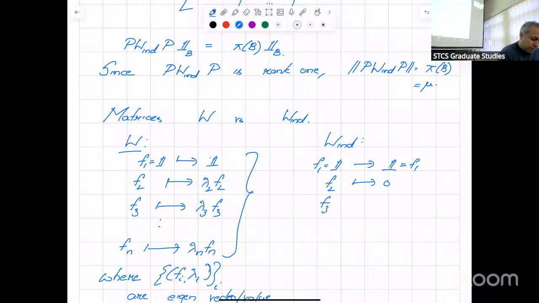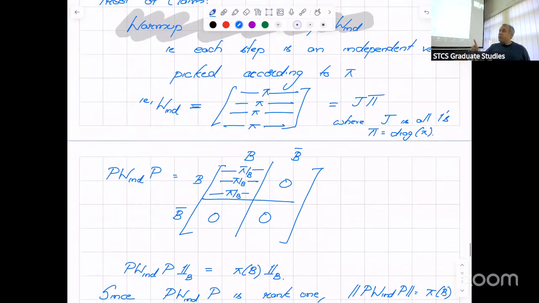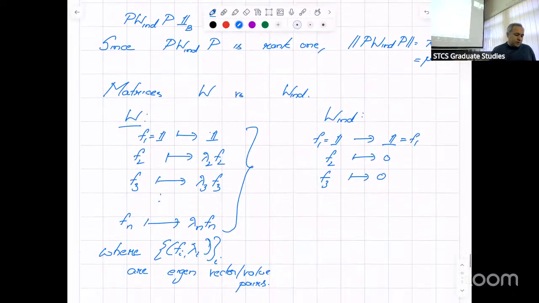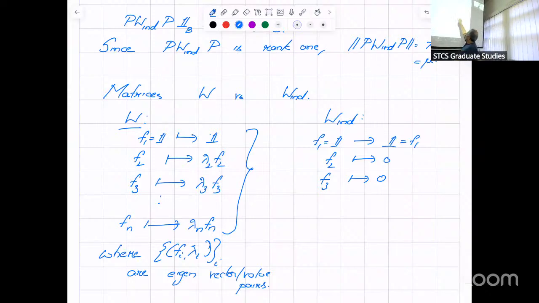There's a mu. Huh? Well, all ones is going to be mapped to mu. No. That is PW end P, which will get mapped to mu times P. Just W end has no P inside it. It's going to map all ones to all ones. F2 is going to 0. F3 is going to 0. You'll notice that all of these are just because these are orthogonal to the all ones. So this specifies W end completely.